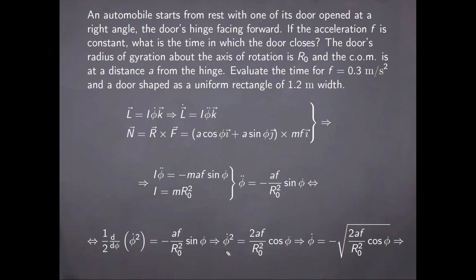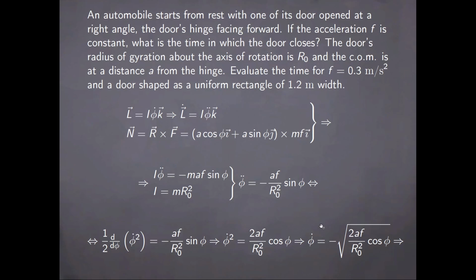And what is important to note is when we reach the end of the derivation here and we take the square root, we need to choose the negative root for the time derivative of phi, because we need to keep in mind that the angle is actually closing as time advances, so we need a negative value of the angular velocity.